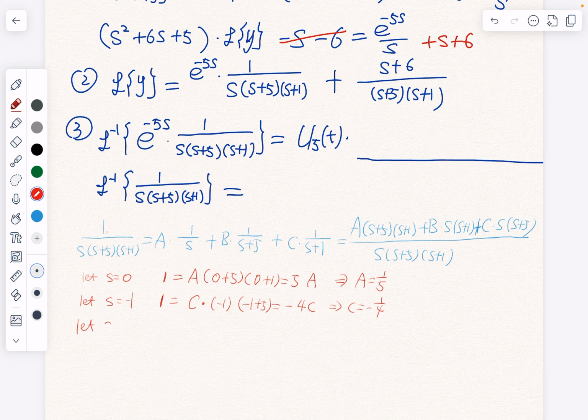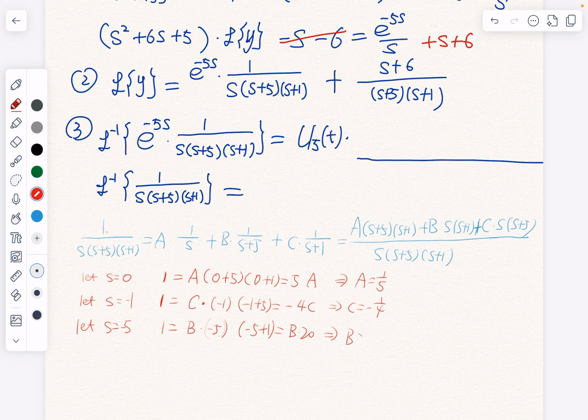And of course, the last case is to put the last factor to be 0. So you end up with B times negative 5 times negative 5 plus 1, which is B times negative 5 times negative 4, which is 20.